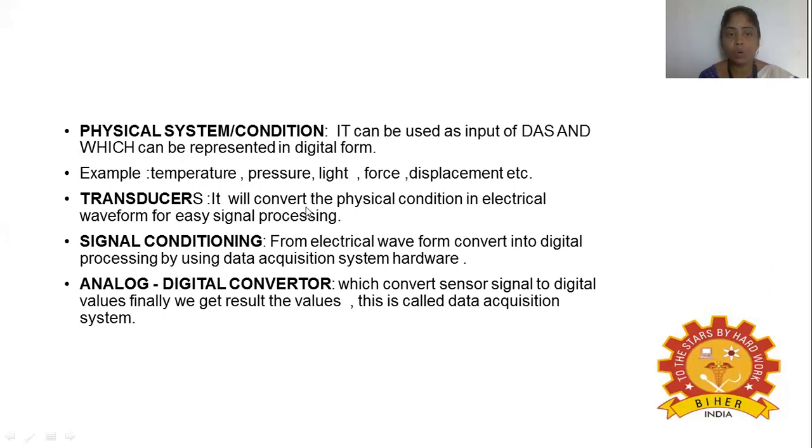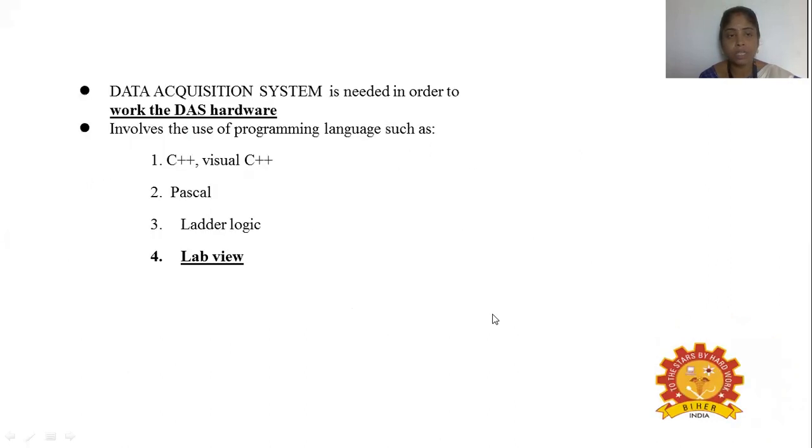Whatever waveform has been transduced will be conditioned with the help of a signal conditioner, so that it can be converted for digital processing using the software. Then the analog to digital converter converts the digital signals formed from your electrical wave by the transducers into the digital display to get the final value. This combination of various components, we call a data acquisition system.